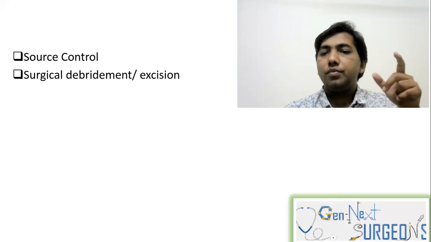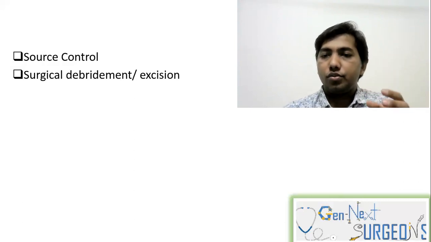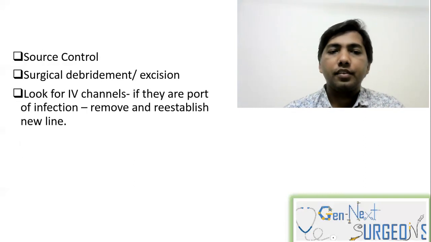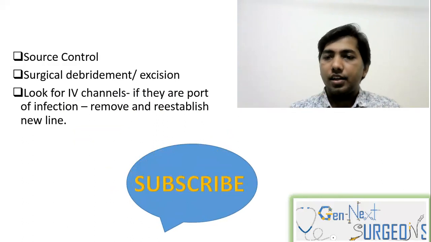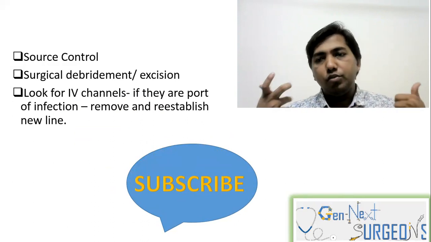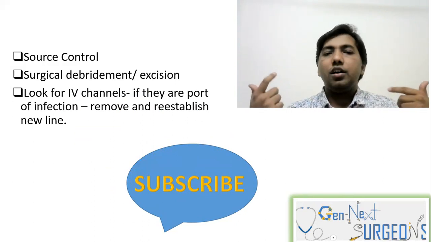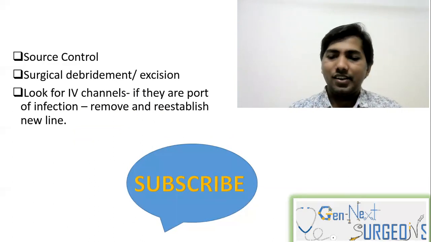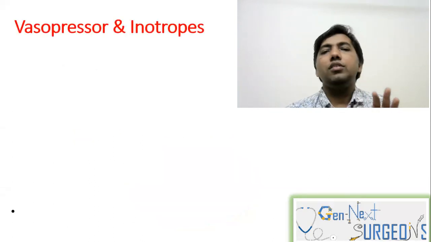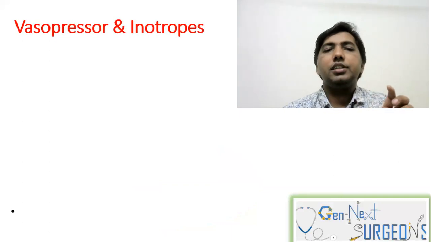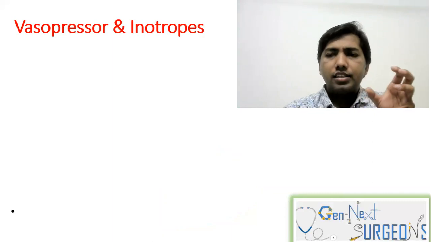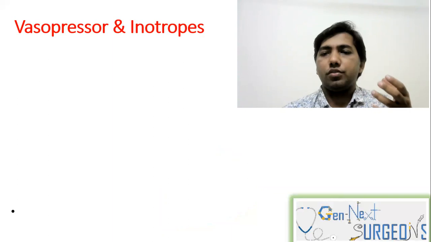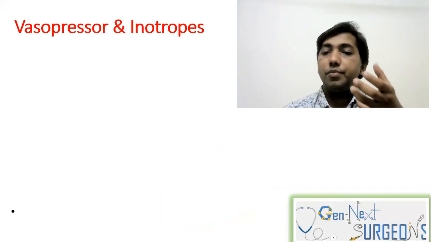In the first case, we controlled the source of infection by dressing or something. And if that patient doesn't improve, then we have to look at the IV channel, because that can be a source of infection. If it is a source of infection, then remove the IV channel, but re-establish a new line. Now, an important thing we have to know is the use of vasopressors and inotropes. Because in septic shock, there is peripheral vasodilation. So vasopressor means vasoconstrictor.